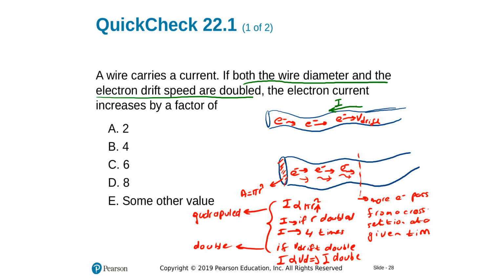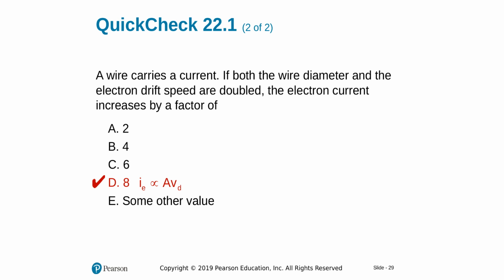We have quadrupled, spelling mistake here. Let me put 4 times. So 4 times larger, quadrupled. When you combine these, we have 4 times 2, 8 times larger. So your current becomes 8 times larger. It doubles due to the drift speed, and quadruples due to the increase in cross-section area. And here is your answer.